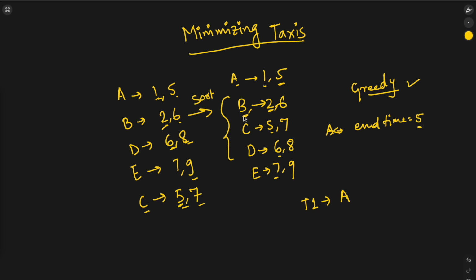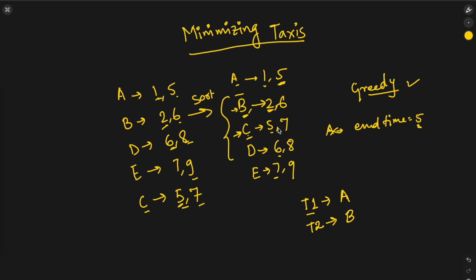So next we'll take trip B and we are going to compare the start time of B with the end time of A. Okay, so the end time is 5 and the start time is 2. That means that trip B starts before the trip A ends. That means we cannot assign this trip to this taxi T1. So we need another taxi. So let's create another taxi T2 and assign B to it.